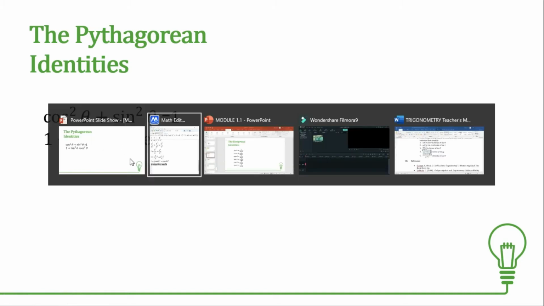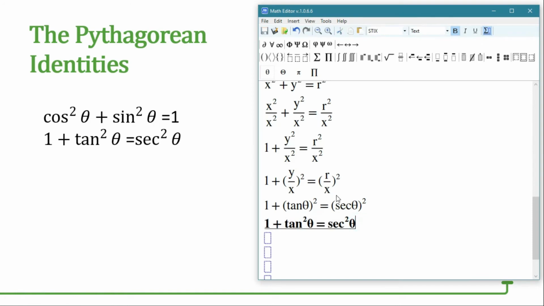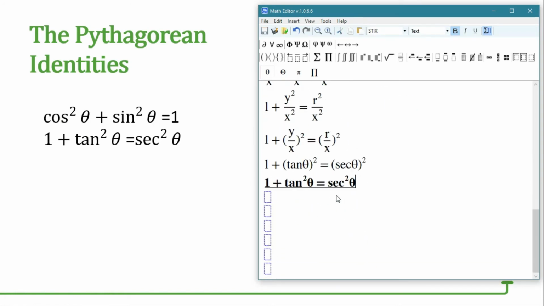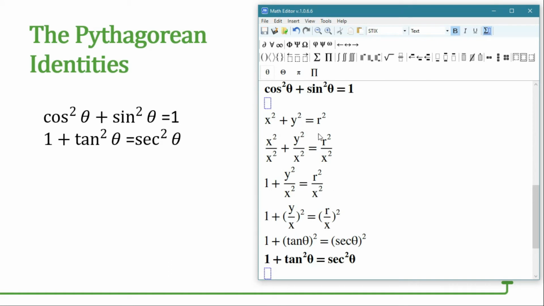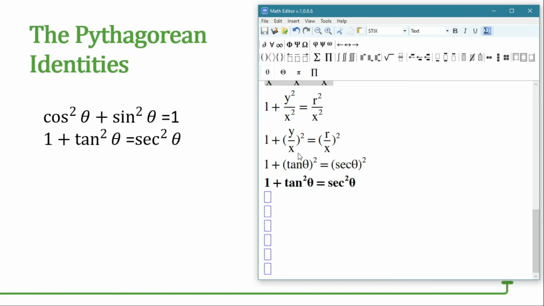And the last one is what we're going to do is divide all terms in the equation, or in the theorem, by y squared. So this is y squared, this is y squared, and this is y squared, making this expression equivalent to 1.